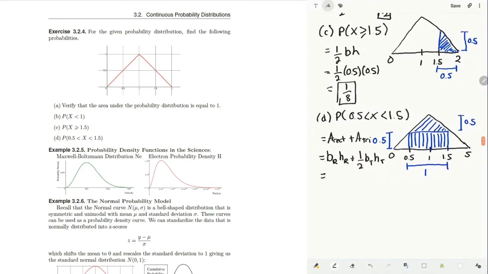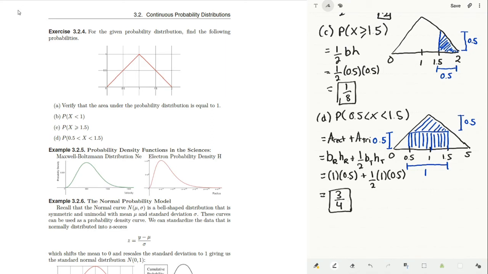And so we have 1 times 0.5 plus 1/2 times 1 times 0.5, and this will simplify to 3 over 4.